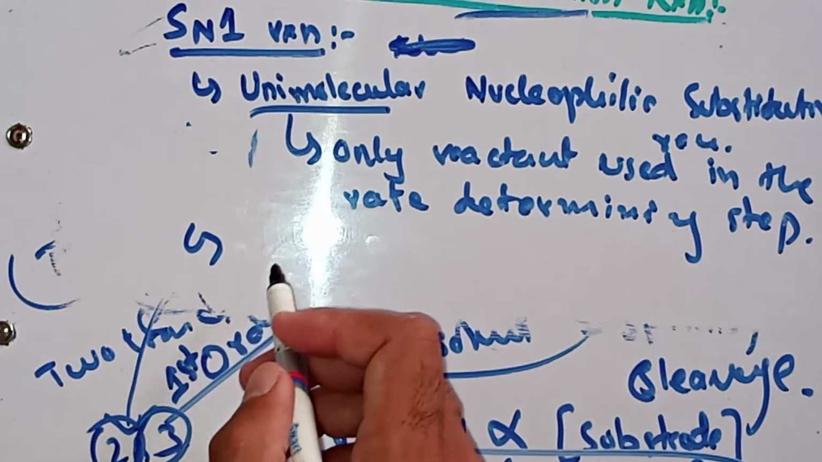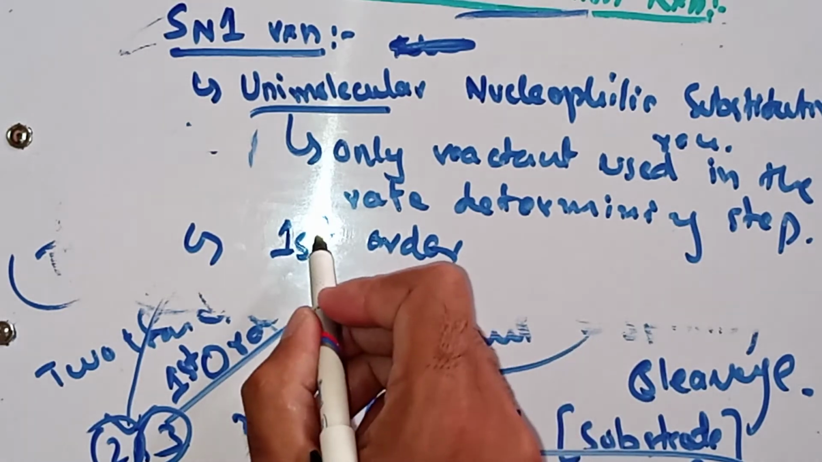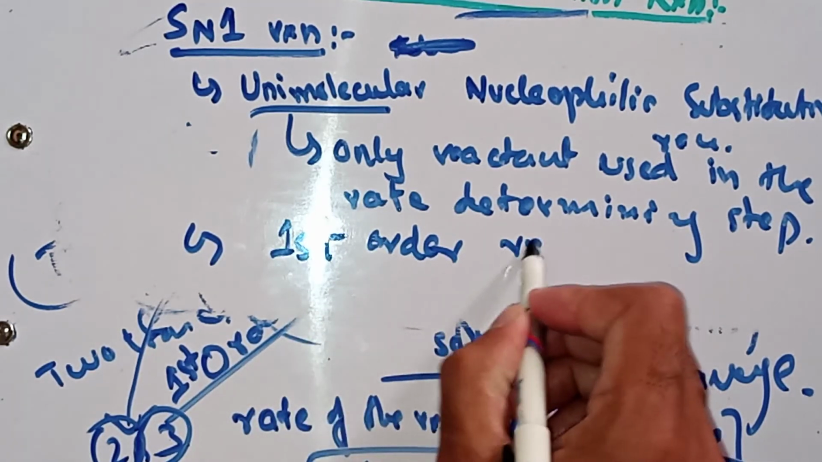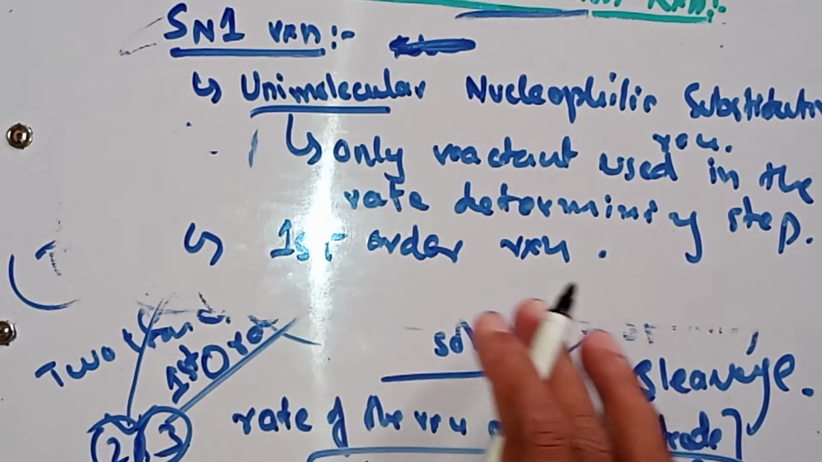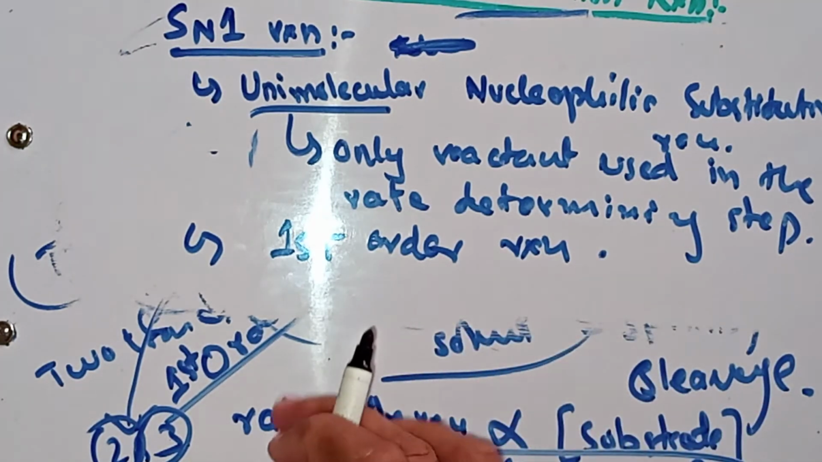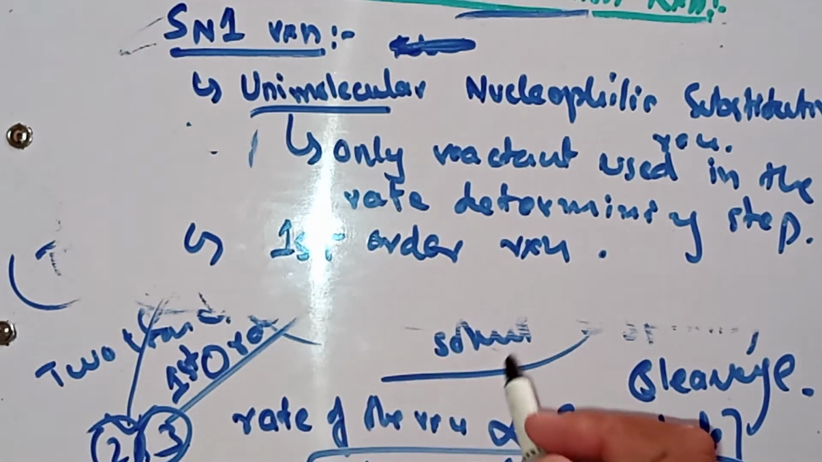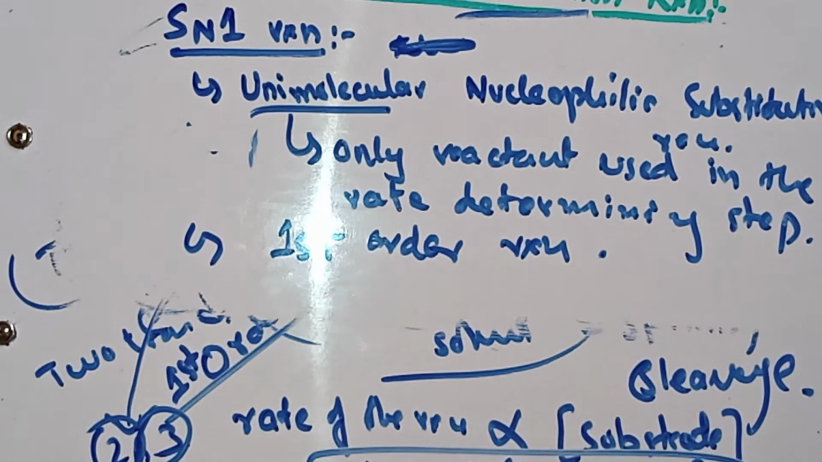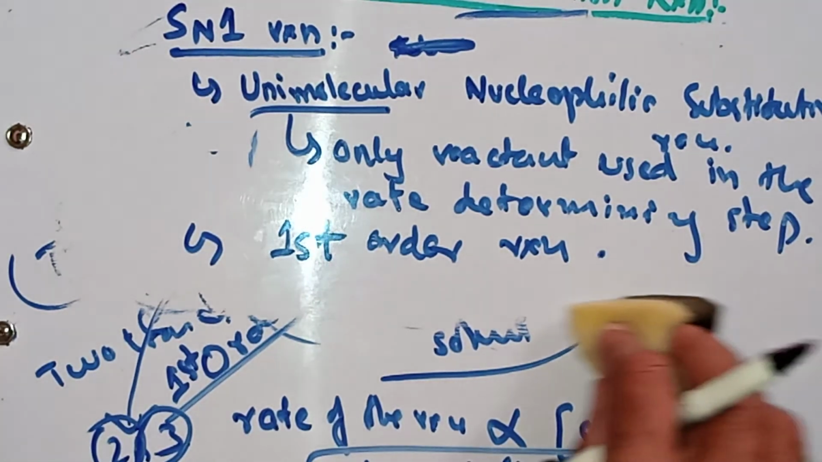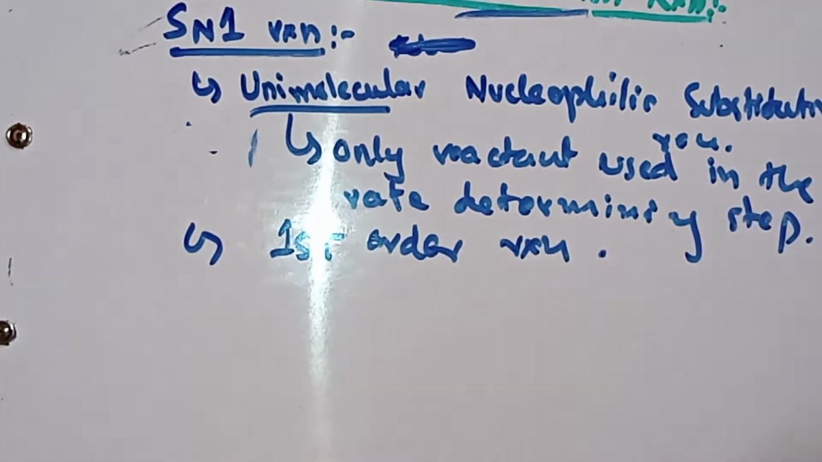The second property is that it is a first order reaction. Mostly the Sn1 reaction is first order, meaning only one molecule's concentration affects the rate of the reaction, and the rate depends directly on it. With double the concentration, the rate will also be doubled. This is the first order reaction.